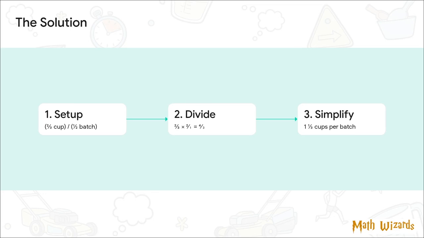Okay, you're back? Awesome. Let's check your work. Step 1, the setup. 2/3 per batch means we have 2/3 on top, half on the bottom. Step 2, divide. We flip and multiply, so that's 2/3 times 2/1, which equals 4/3. And step 3, simplify. 4/3 is the same as 1 1/3. So, the answer is 1 1/3 cups per batch. Did you get it? I bet you did.